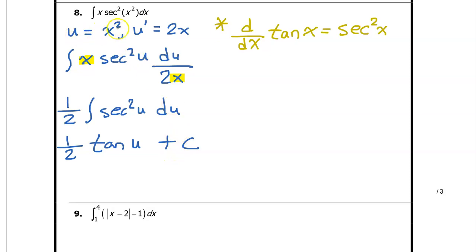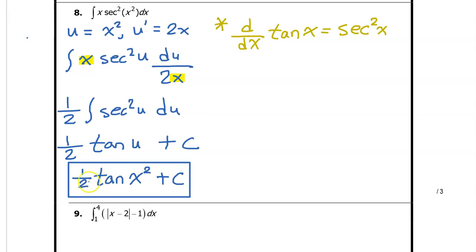But remember that u is x squared. So for the final answer, we have 1/2 tangent x squared plus c.